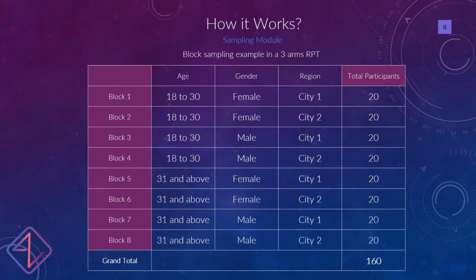For example, in this study, we have 8 blocks or strata that are controlled by 3 variables: age, gender, region, or data collection sites. Assuming 2 age groups and 2 cities, there will be 8 blocks, and the final sample will produce a size of 160 participants, and 20 participants will be in each block. Once a block reaches 20 participants based on the criteria determined by the 3 controlling variables, new participants meeting the same criteria will not be eligible to enroll in the study.